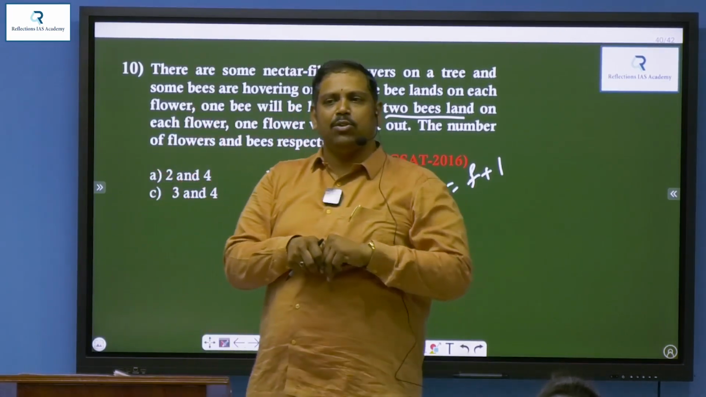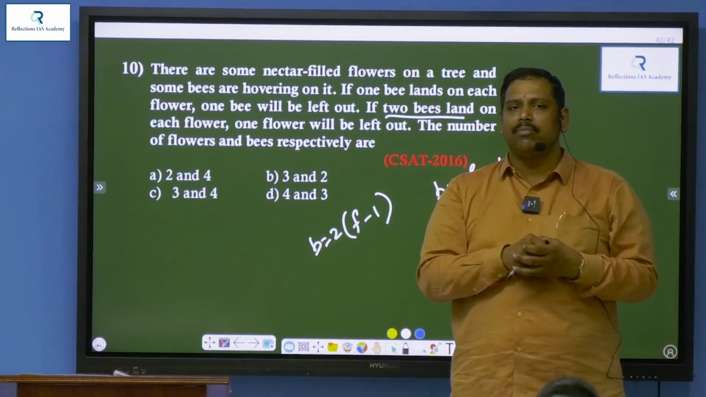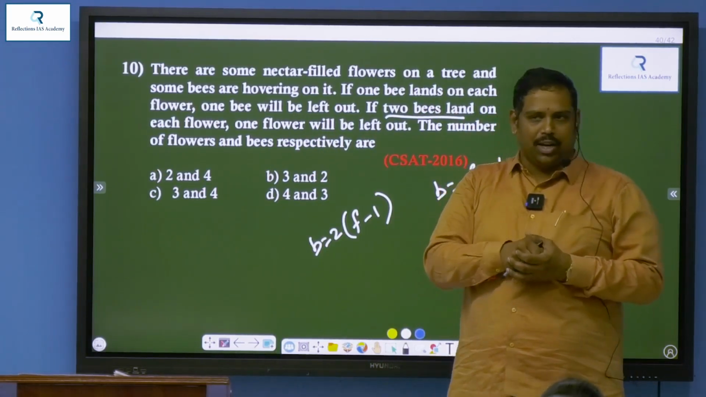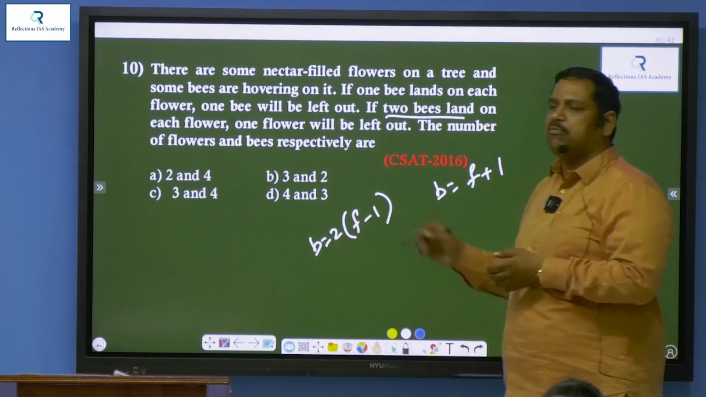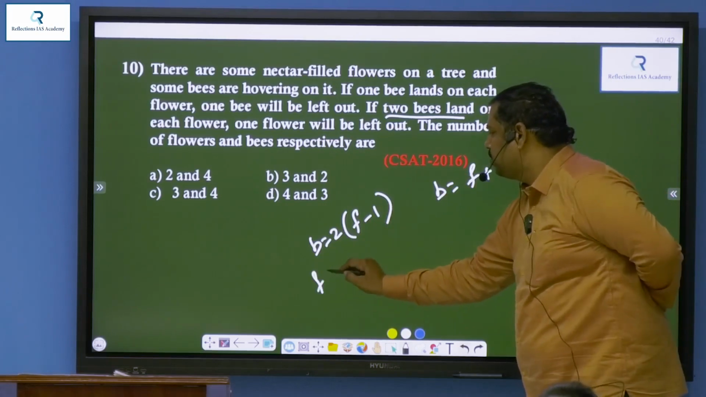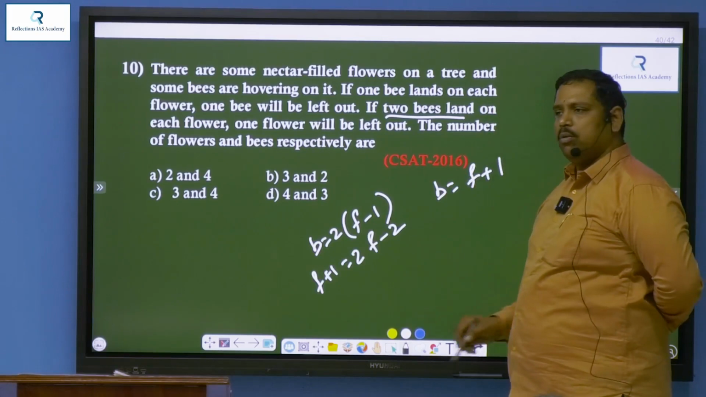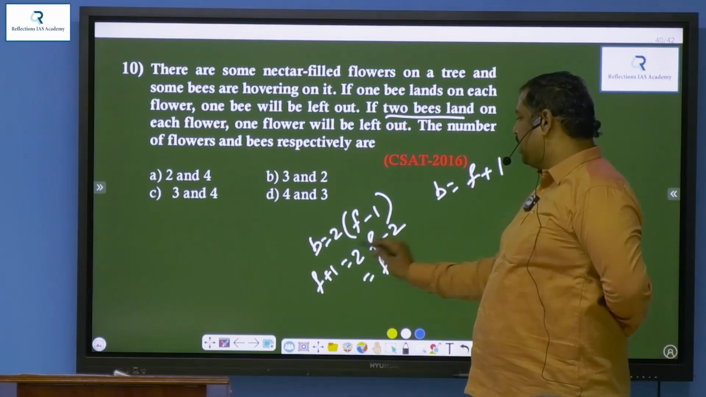Got it? So we are failing in writing the equations. Yes or no? Okay, good. So B is equal to 2 into F minus 1. Can I replace B with F plus 1? F plus 1 is equal to 2 into F minus 2. Move the F this side. Move the minus to this side.